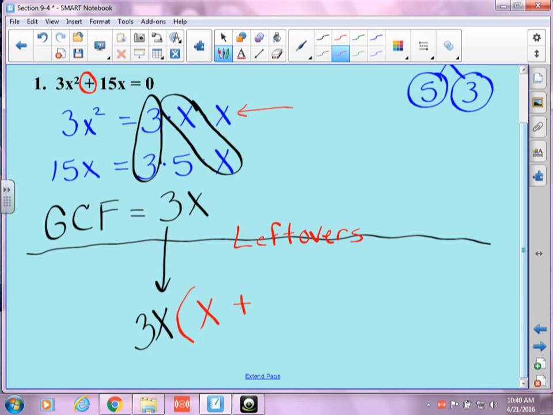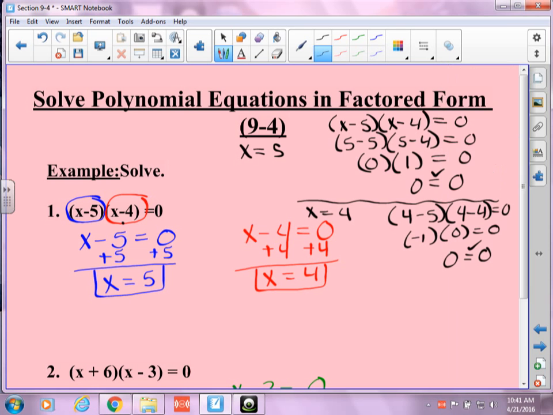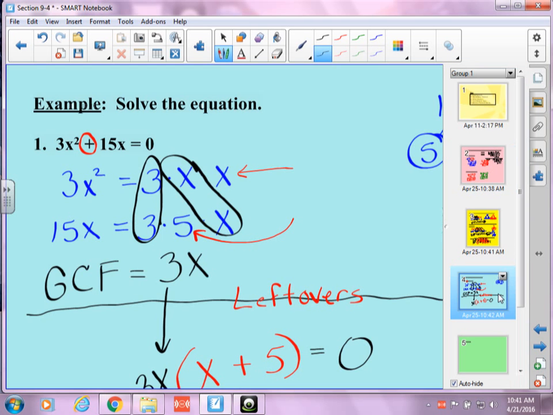Then I'm going to go to this part, and you see how my 5 was a leftover? I'm going to put it here. And I'm going to set it equal to 0. See it? Okay, now this brings us back to the very beginning. Do you see how we set the first part equal to 0 and the second part equal to 0 and we solved? Okay, we're going to do that.